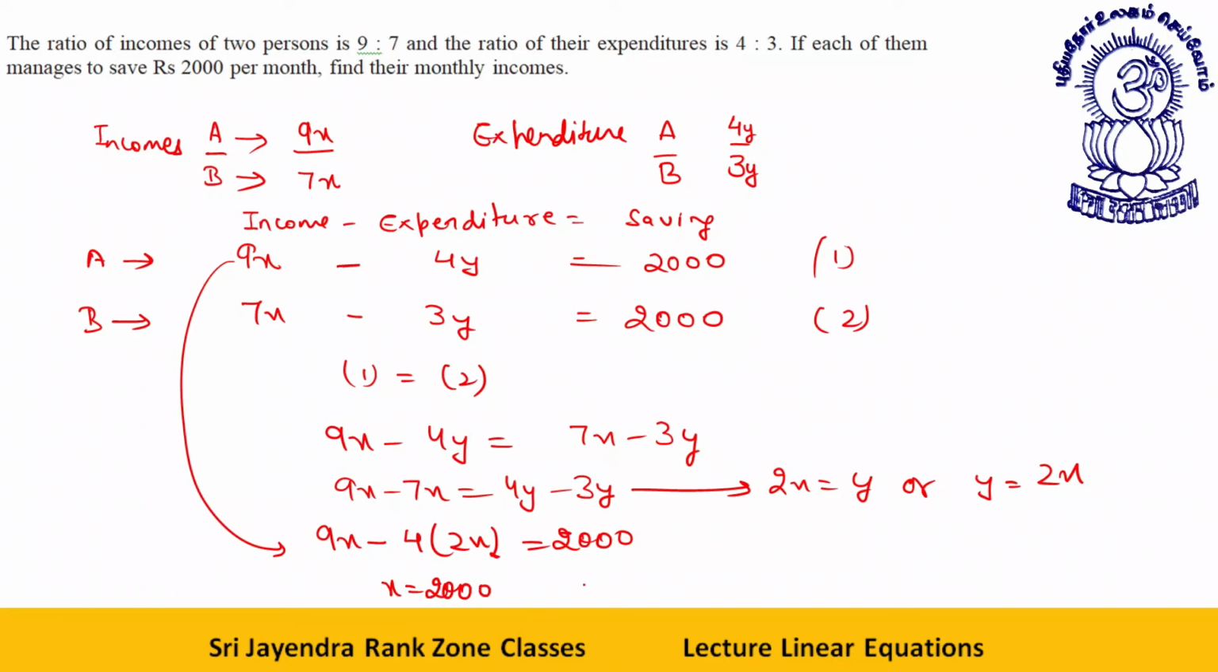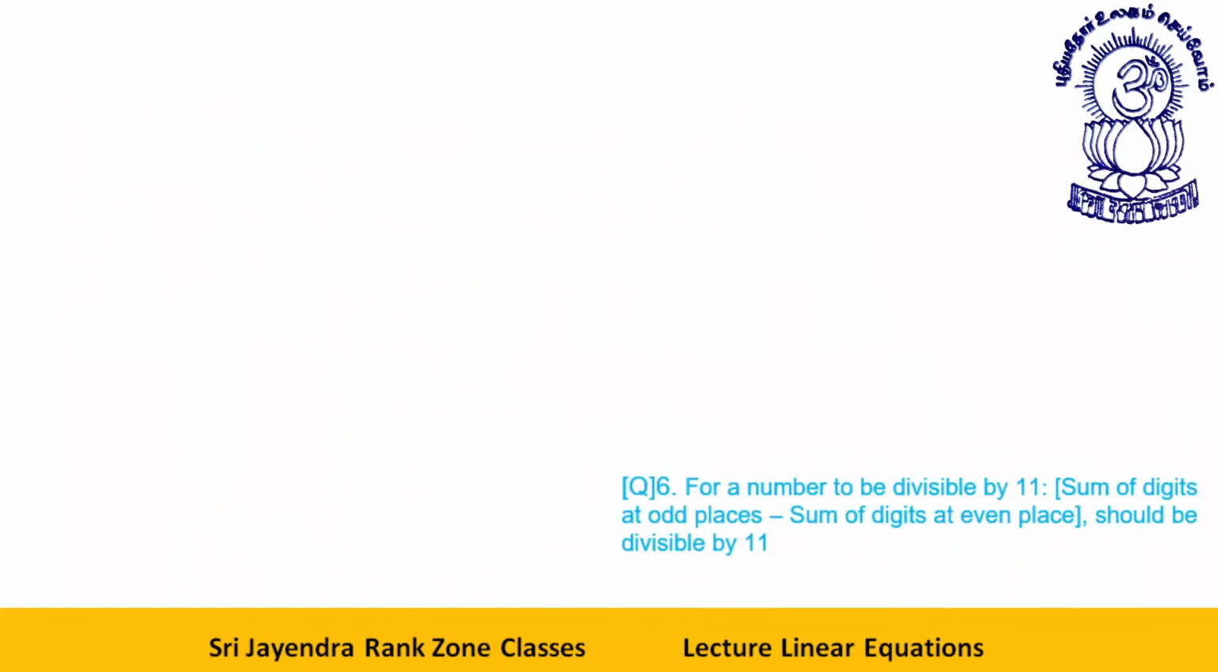So find their monthly income. So monthly incomes are how much? A has how much? 9x, that is 18,000. B has how much? 7x, that will be 14,000. This is one way of doing it. Okay. The other better shortcut is, look, I'll show you a very super method. In the next page, in this page.